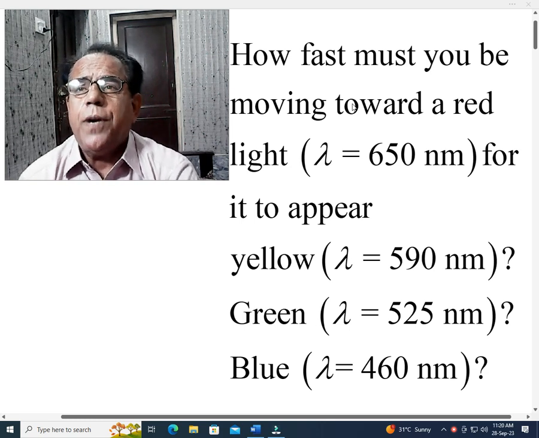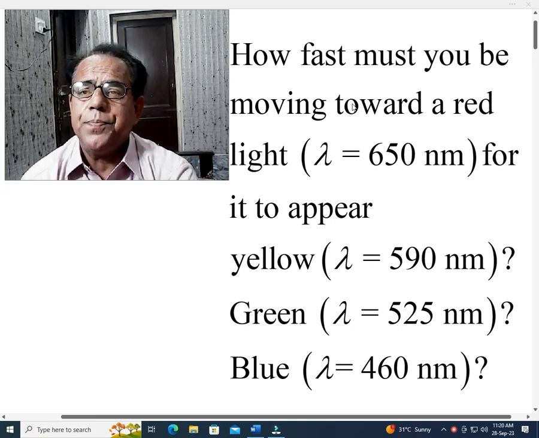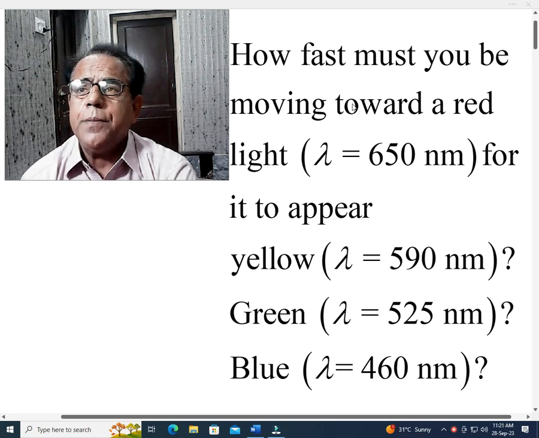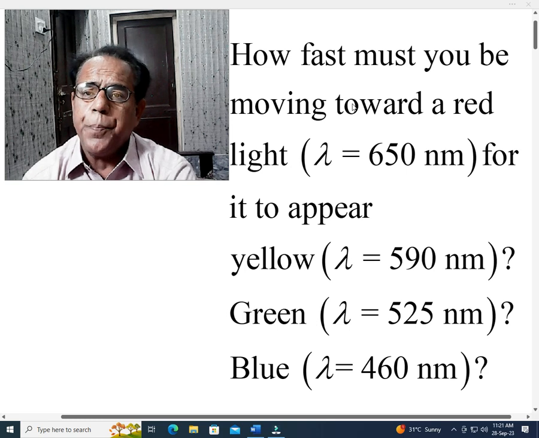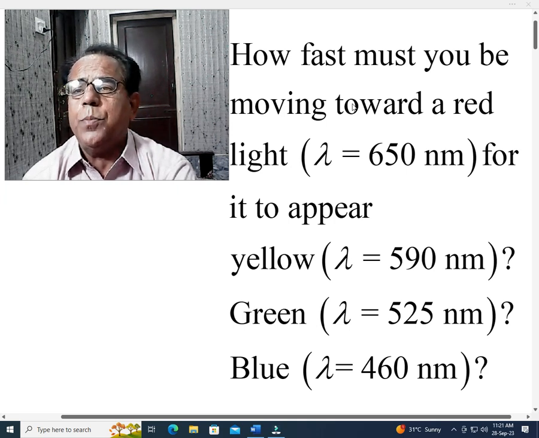How fast must you be moving toward a red light of wavelength lambda equal to 650 nanometer, nano meaning 10 raised to the power minus 9, for it to appear yellow, wavelength lambda equal to 590 nanometer, green, wavelength lambda equal to 525 nanometer, and blue, wavelength lambda equal to 460 nanometer.